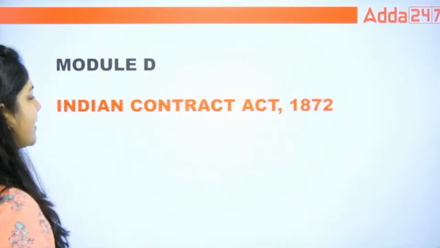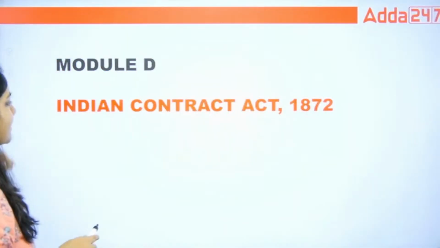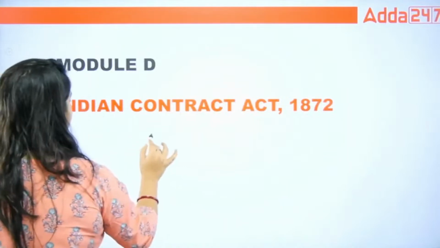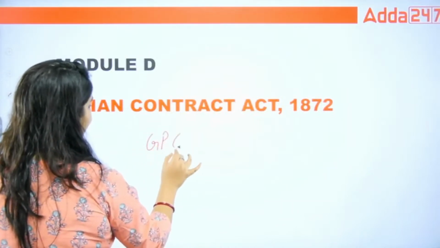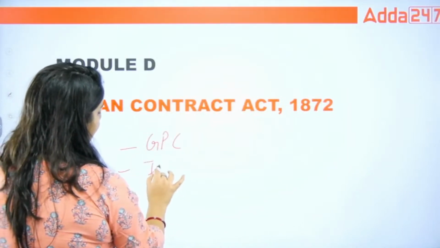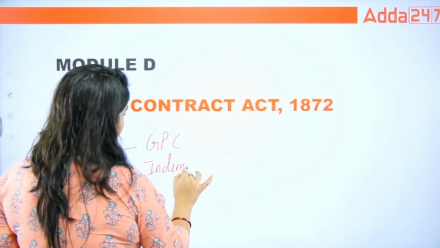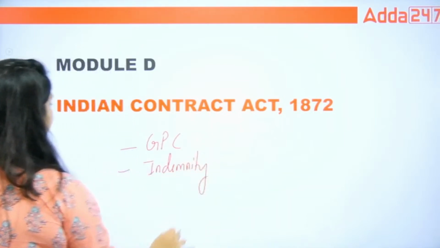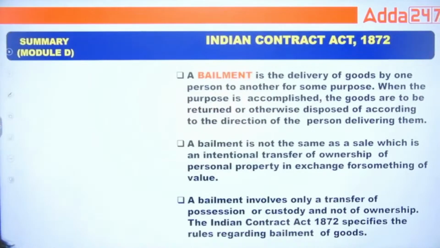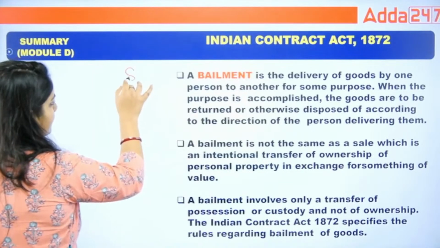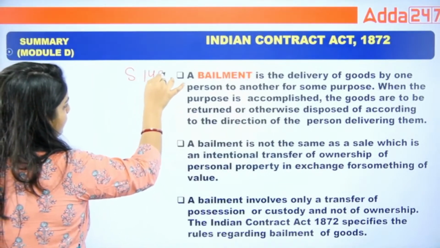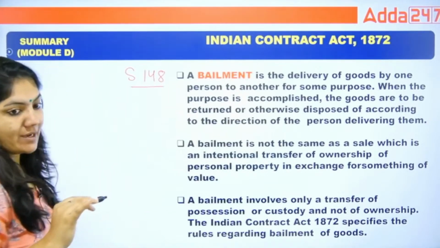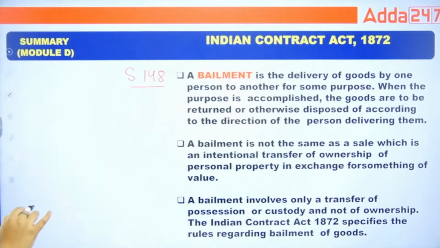So we are doing the Indian Contract Act, and yesterday we have just done the general principle of contract concept and we have done indemnity, right? So now the rest of all things we will do today. Now, what is bailment? First of all guys, this bailment topic is written in Section 148 of the Indian Contract Act. And what exactly does bailment mean?